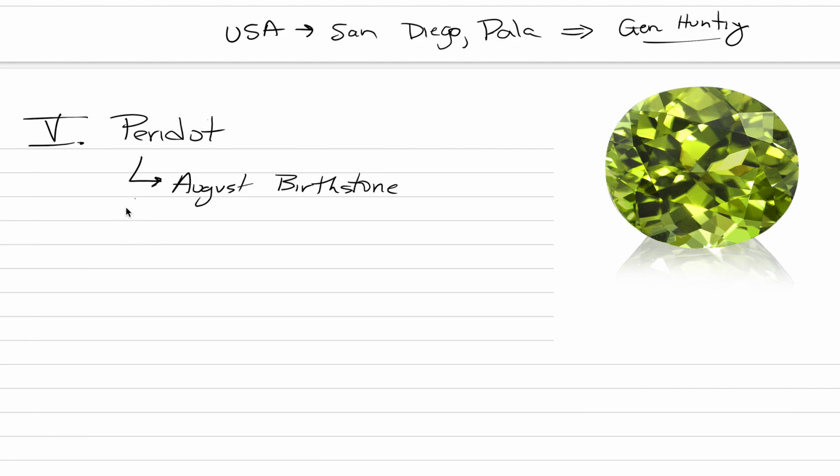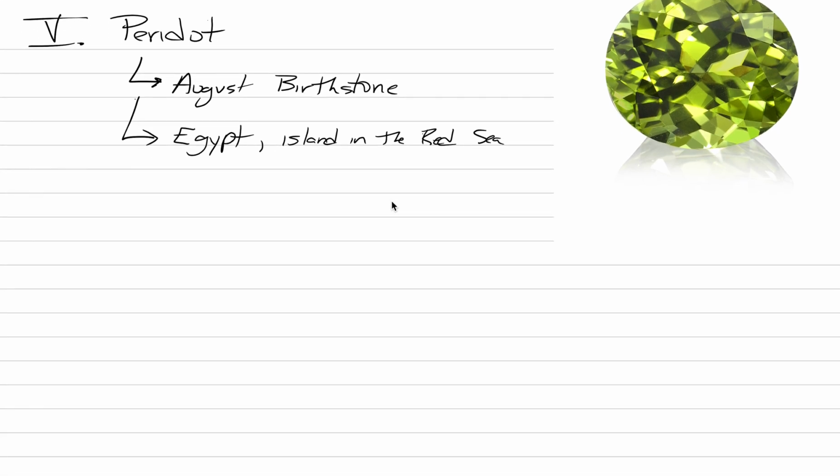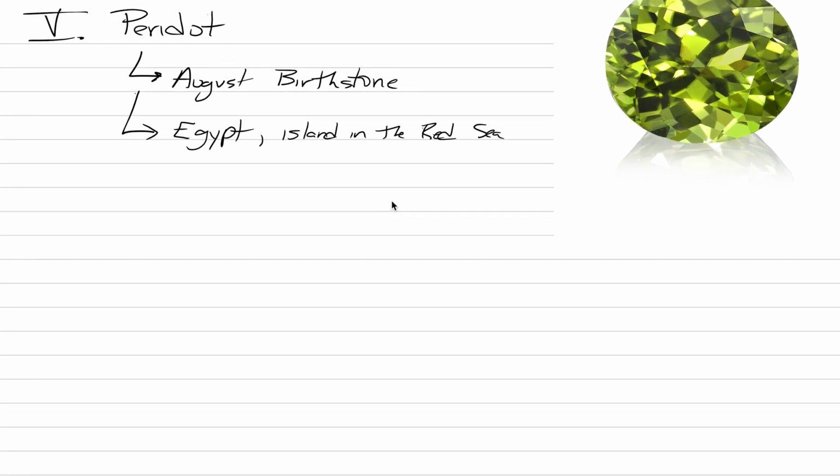It was confused with emerald for much of history because of the same green, and it was a very valuable gemstone as well. The main source was in Egypt, who actually had an island in the Red Sea that was their source for peridot, which they carefully guarded as a secret and a resource for hundreds of years.